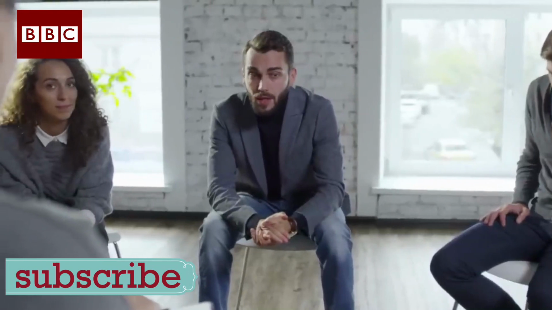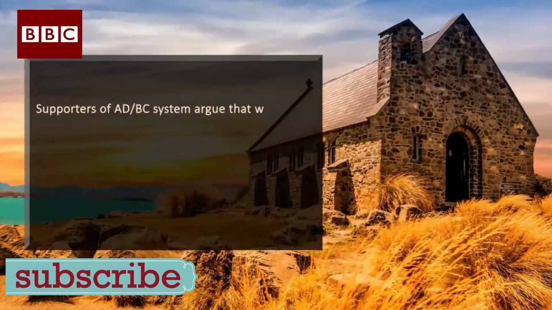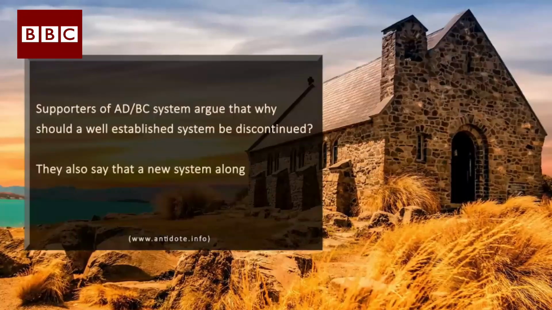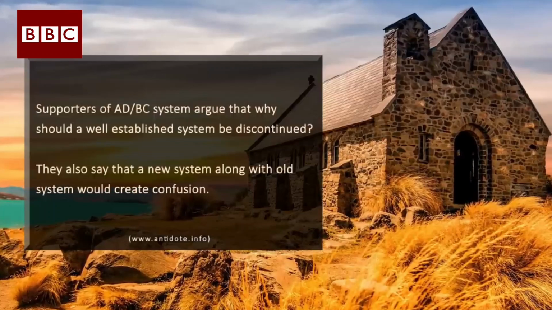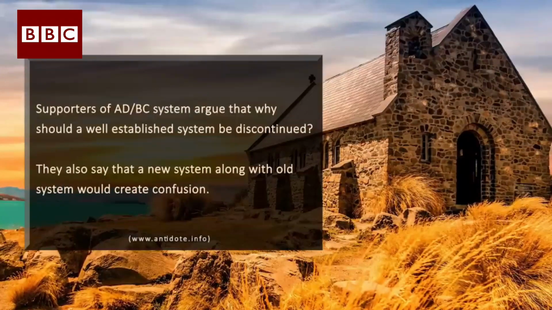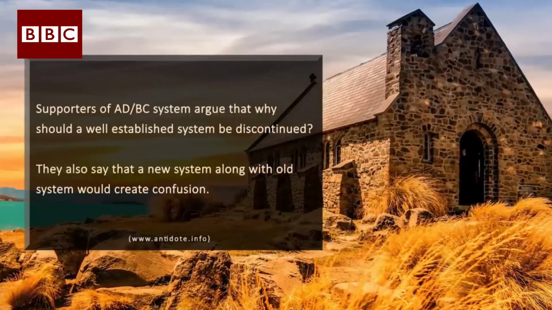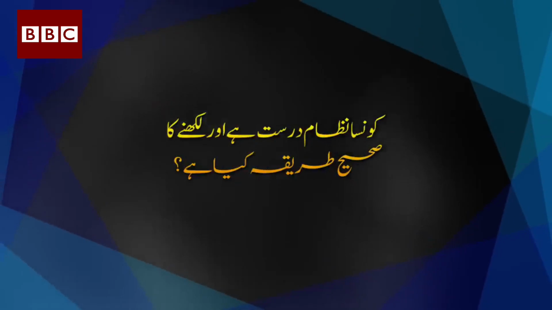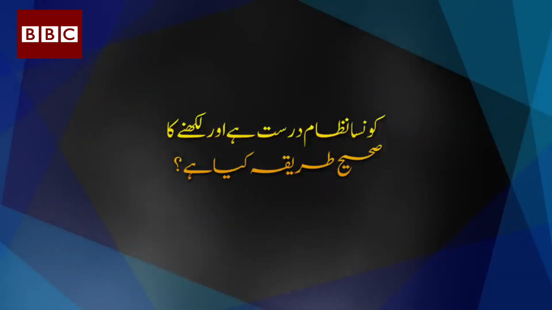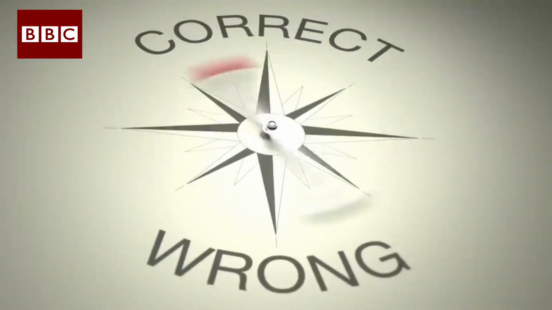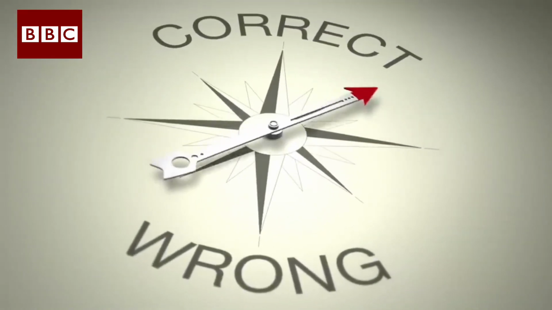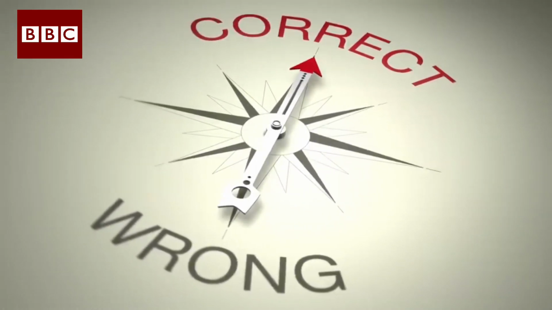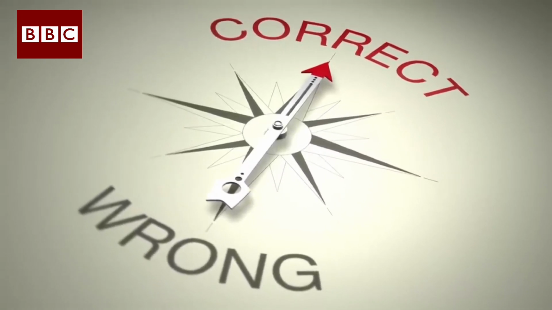Now let's discuss some arguments of the supporters of the AD-BC system. What do they say? Supporters of this system argue that the Gregorian calendar is essentially Christian-oriented, and this is an undisputed fact. So why should we abolish a well-established system that has been practiced for more than 1,000 years? They also say that the introduction of another new system will create confusion. Now let's conclude and find out which system is correct, and what is the correct way of writing.